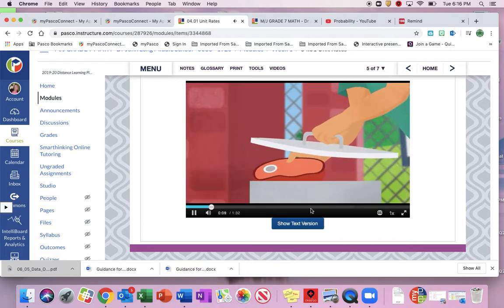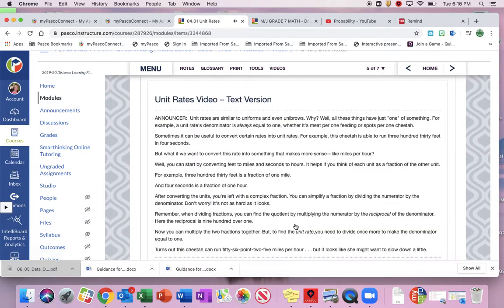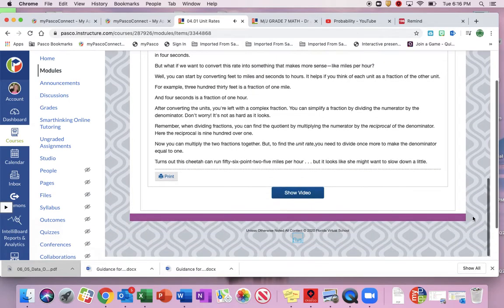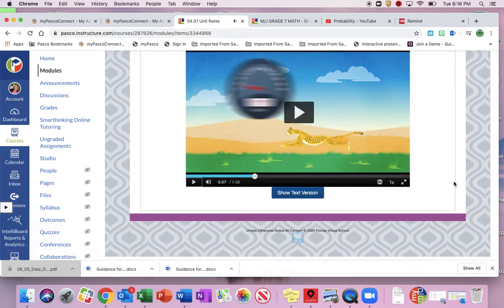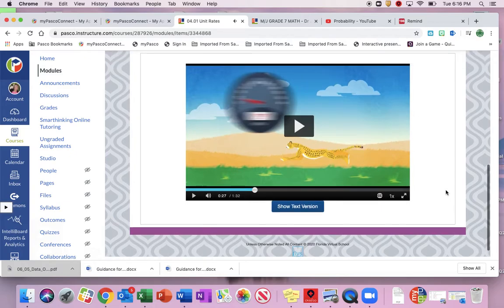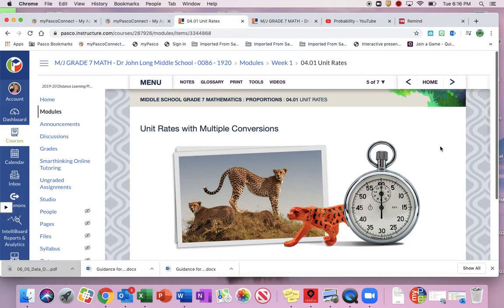For example, also, while that's playing, I'm going to click this version. If you click on the show text version, if you'd rather not listen to the video, you could read the text version, or you could read it while you have the video play. Again, your choice. For example, this cheetah is able to run 330 feet in 4 seconds. But what if we... So you would continue to watch the video. I am going to move us along so the video doesn't take so long.